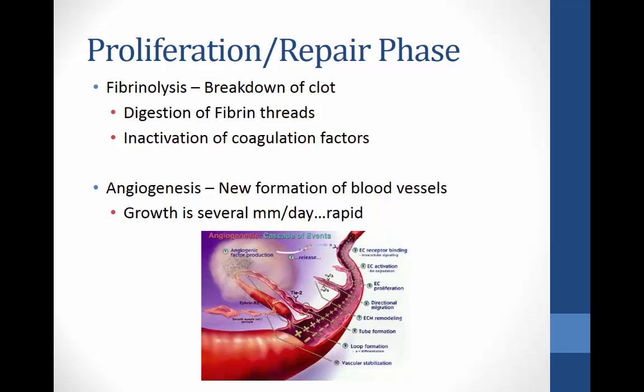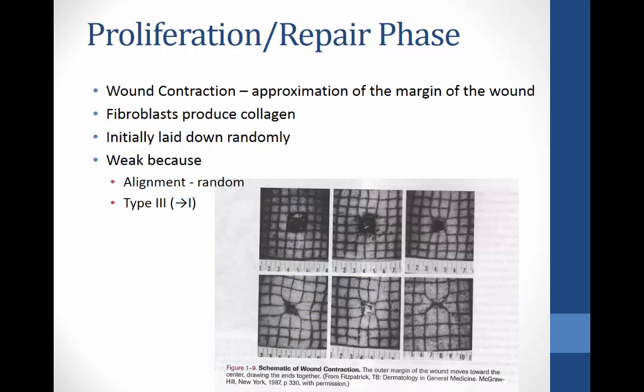Angiogenesis is the new formation of blood vessels. Growth can be slow, several millimeters per day. However, compared to other tissues such as nerves, this can be considered a rapid healing process. Following revascularization or angiogenesis, wound contraction decreases the size of the original fibrin clot. Myofibroblasts accumulate at the margin of the wound and begin to move forward towards the center. Fibroblasts produce weak type 3 collagen, making the area vulnerable to tensile forces.